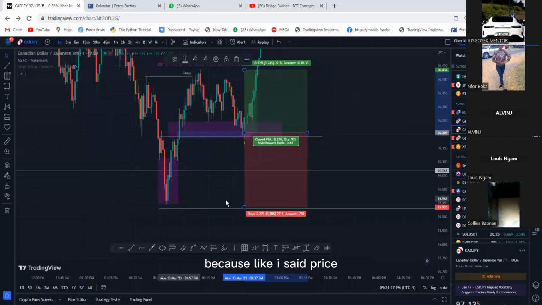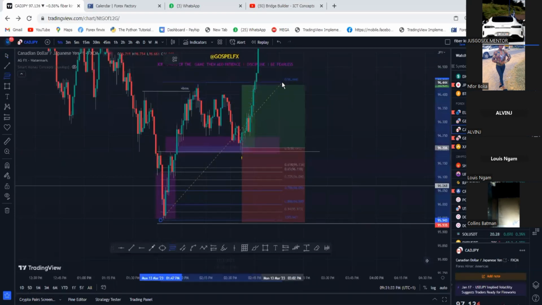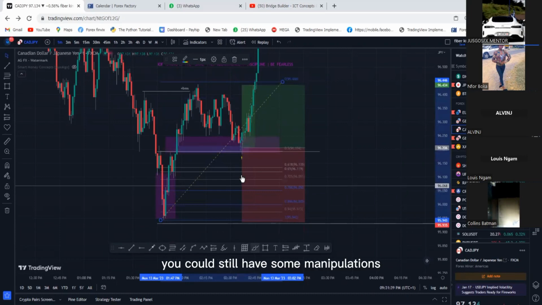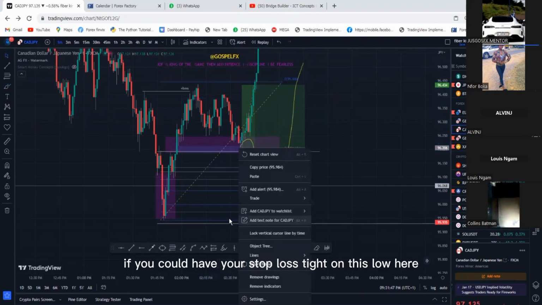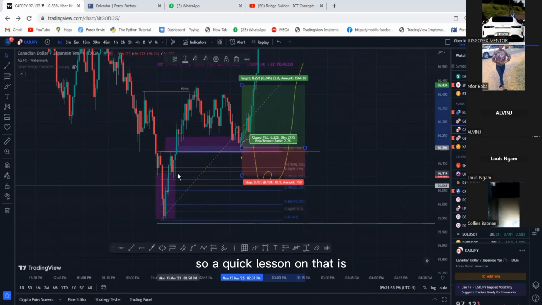Okay. Because like I said, pulling your Fibonacci from here to here, price might still manipulate. This reaction was only on the 50%. You could still have some manipulations down to the 618 optimal trade entry before we go. And imagine if you had your stop loss tight on this low here, it might be taken out. So a quick lesson on that: always put your stop loss where your invalidation is. If your stop loss is too wide, it's better you don't take the trade, or you wait for price to drop further down, or you try to refine and wait for price at the lower level.